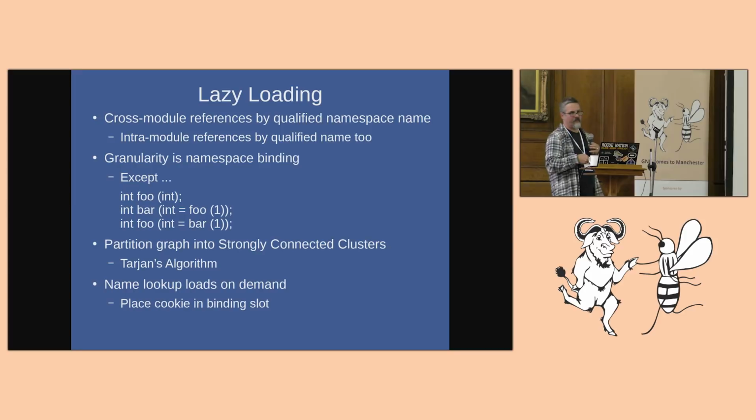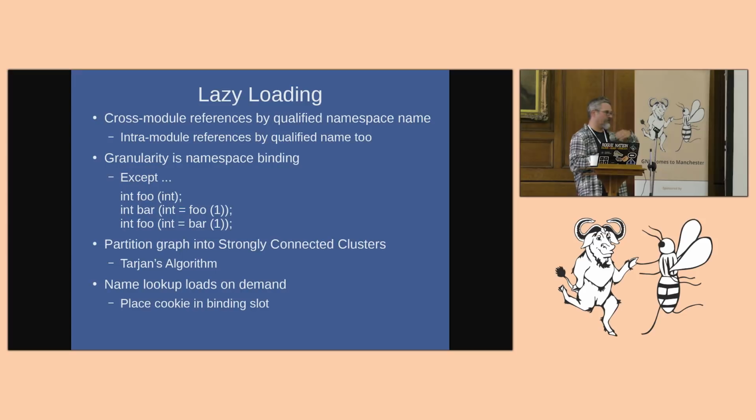And then lookup happens on demand. When I use a name in the source that I'm writing, it will find one of these. It will look up in the namespace slot, find, oh, this thing hasn't been loaded. I better go lazy load it before I return from the namespace lookup. And you want that check to be really cheap. So what I actually do is place a cookie in the binding slot.